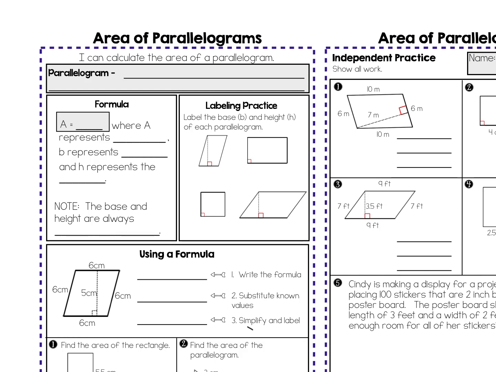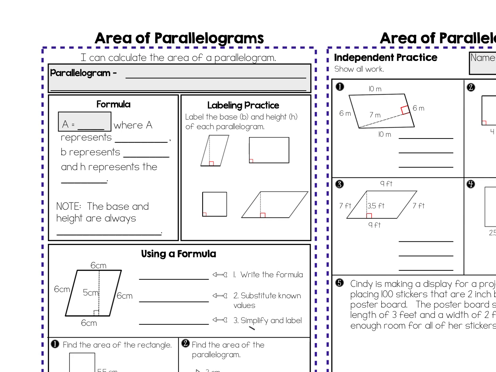Okay, so we're going to go ahead and do this page first. So we're looking at area of parallelograms. So I can calculate the area of a parallelogram. This is review from 5th grade. So a parallelogram is a four-sided shape, four-sided figure with parallel sides.